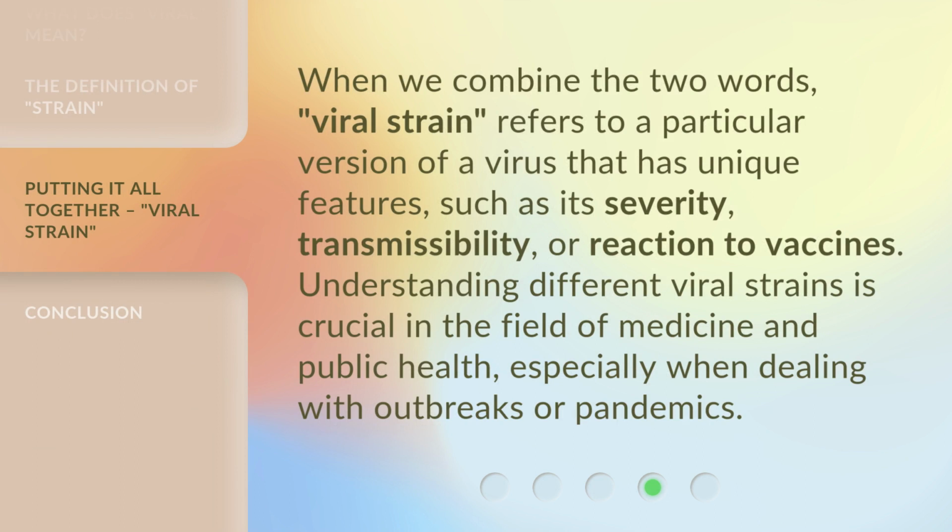When we combine the two words, viral strain refers to a particular version of a virus that has unique features, such as its severity, transmissibility, or reaction to vaccines. Understanding different viral strains is crucial in the field of medicine and public health, especially when dealing with outbreaks or pandemics.